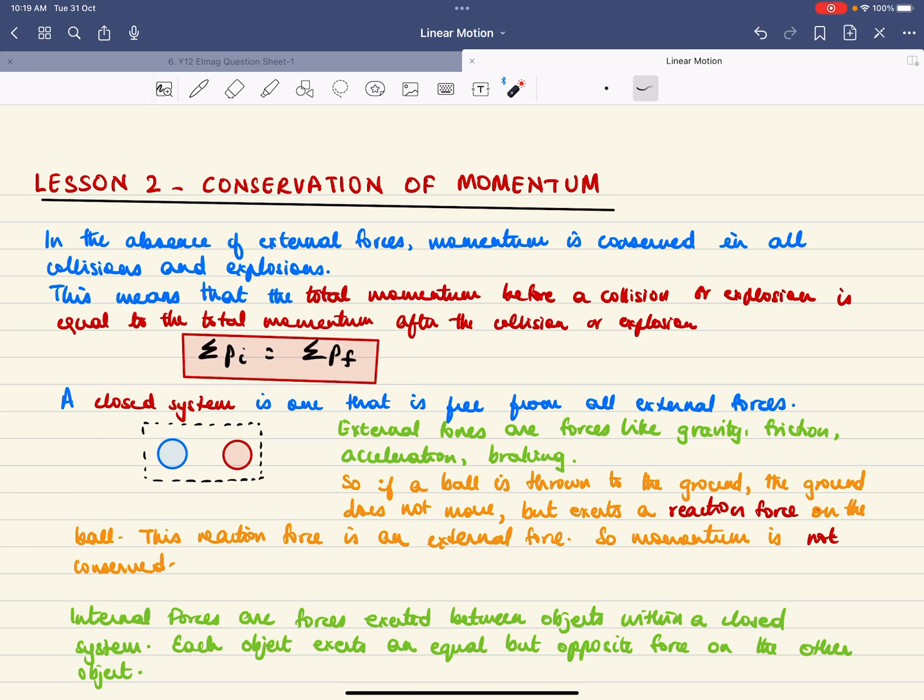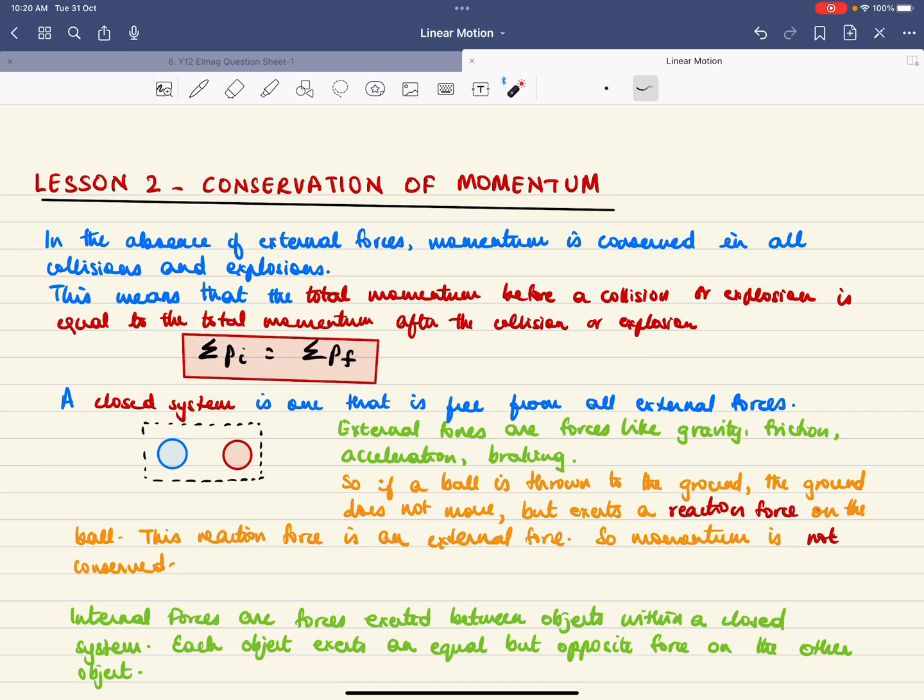Conservation of momentum. The condition that momentum is conserved is that there should be no external forces. This means that the total momentum before a collision or explosion is equal to the total momentum after the collision or explosion, and the way we write that is this way. The symbol sigma stands for total, pi is initial momentum, and pf is the final momentum.